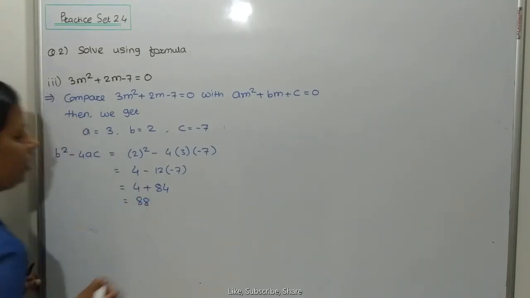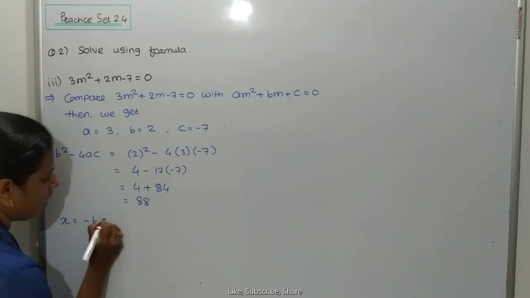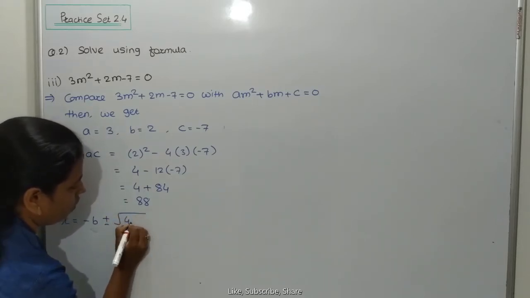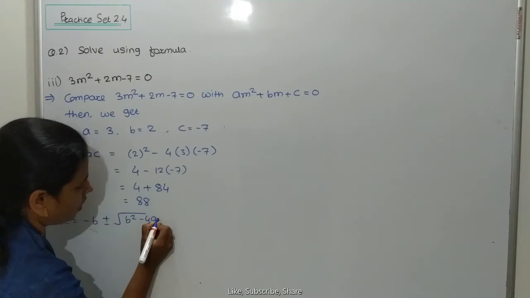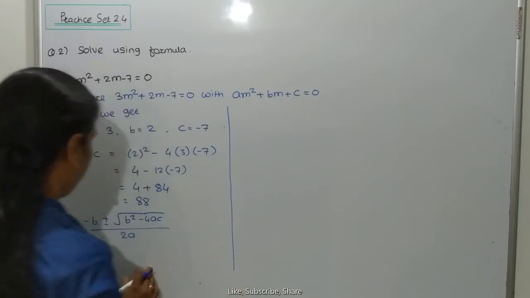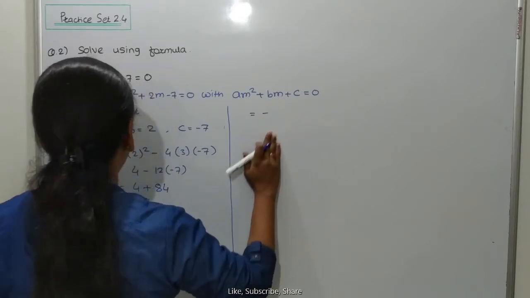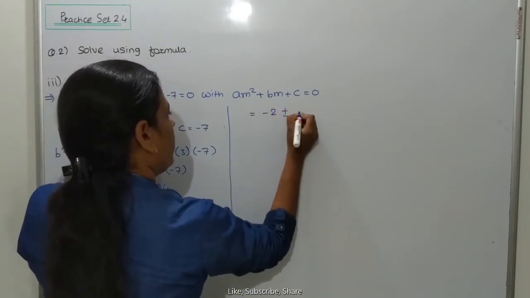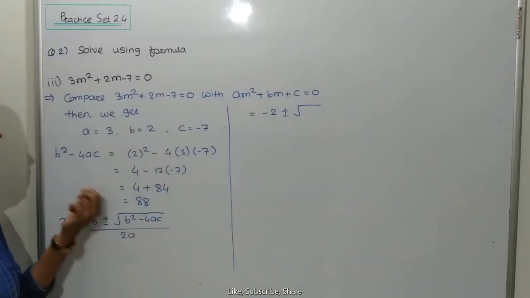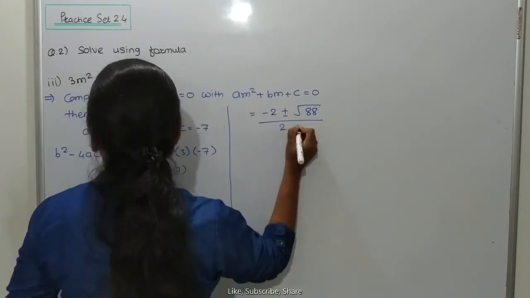What we have to get here? 88. Now, next one. We have to put in the main formula. That is, x is equal to minus b plus minus root of b square minus 4ac upon 2a. Then put the value here. What is the value of b? Minus b, minus sign is there. What is the value of b? That is 2. Plus minus root of b square minus 4ac, that is 88. Next one, 2a. That means a value is here 3.